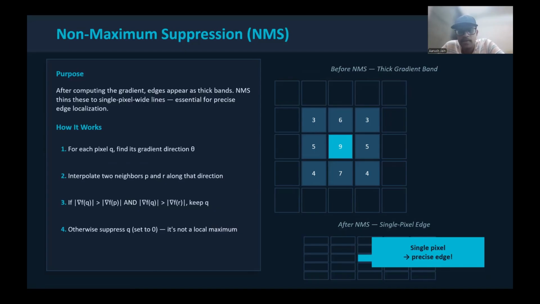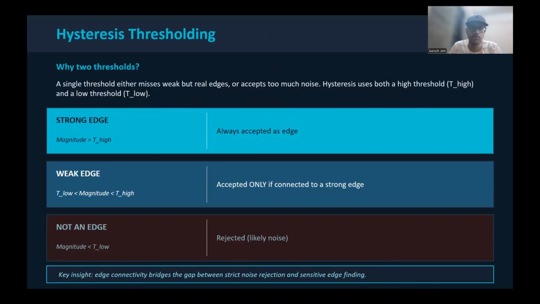To show an example, before NMS there is a band of high gradient values centered on the actual edge. After NMS, only one single strongest pixel survives. This results in a single pixel width, which is why Canny achieves such precise localization. Then the hysteresis thresholding we had a look at, let's move on ahead.